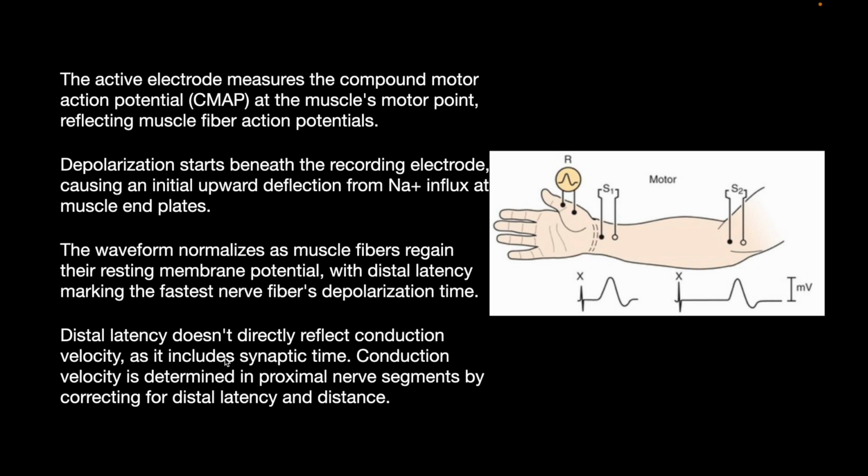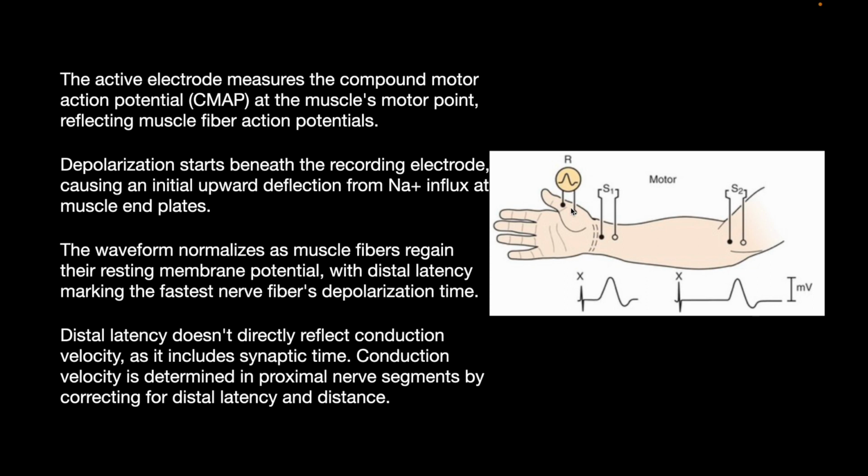Now, distal latency does not directly reflect conduction velocity as it includes the synaptic time. Conduction velocity is determined in the proximal segments by correcting for the distal latency and distance. So just explaining, once you get the signal from here to here, this also includes the synapse between the nerve and the muscle. So there is a lag time between the muscle and the nerve. That is not something which we want to measure over here. We want to measure the nerve conduction.